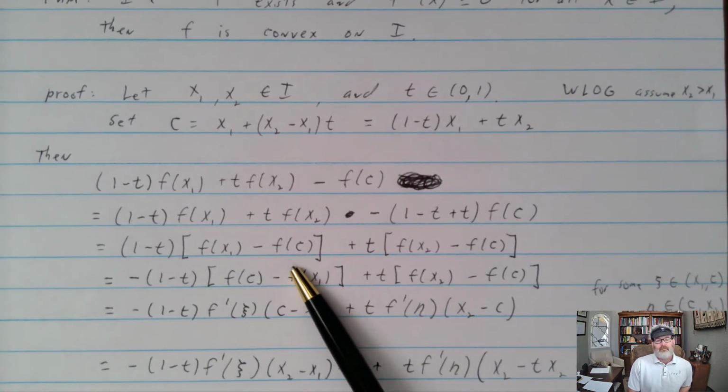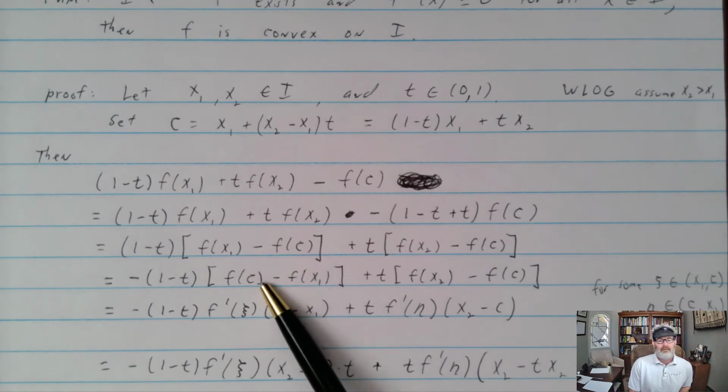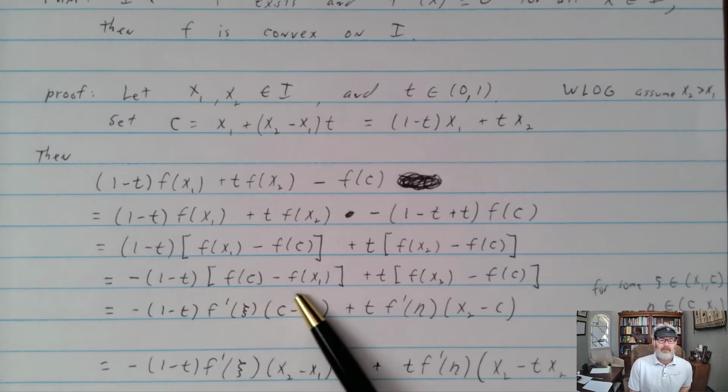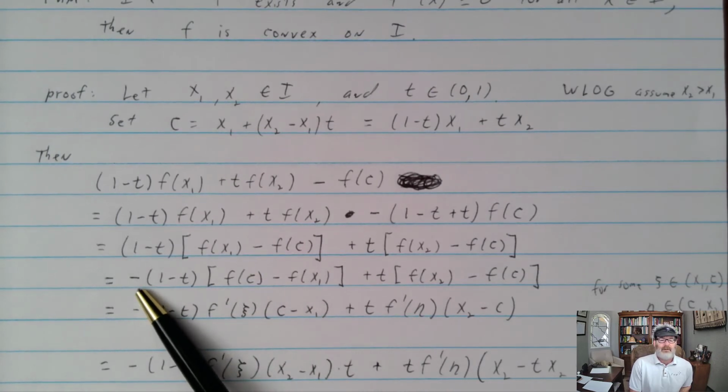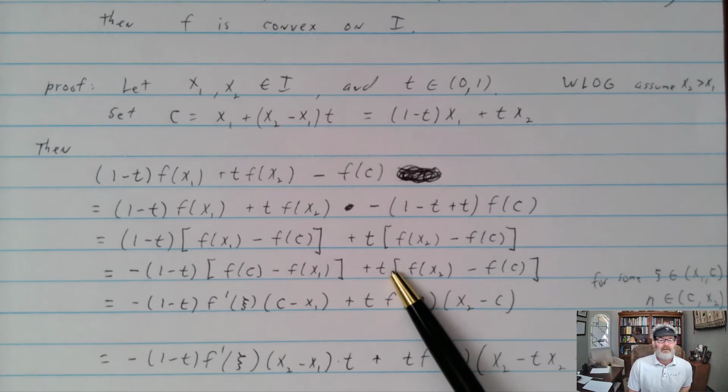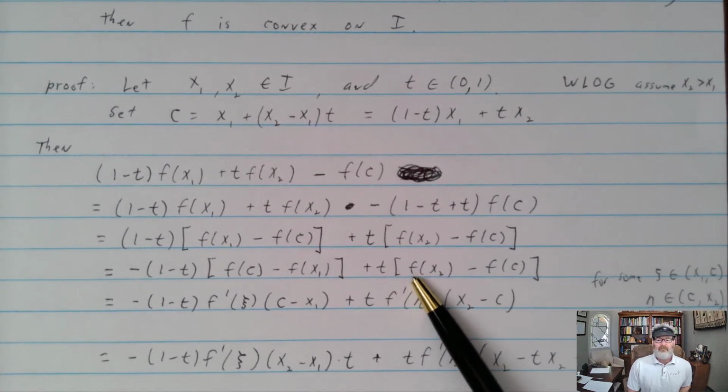Now c is in between x1 and x2, and x2 is bigger. So let's change the order here. Since c is bigger than x1, f of c might be smaller than f of x1, but c is bigger than x1. So I'll switch this order. It cost me a minus sign out front there. That was the only change there. And now I'm going to use the mean value theorem.